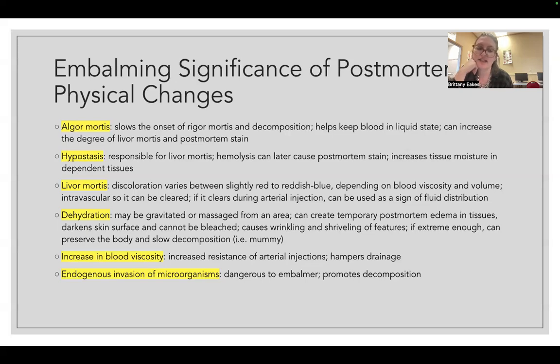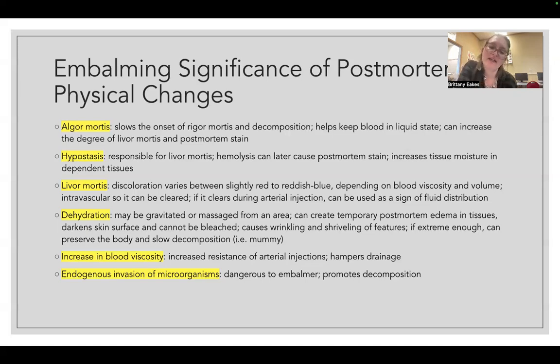Hypostasis, the significance to us is that hemolysis can occur and cause postmortem stain, depending on the span of time. It increases tissue moisture in the dependent tissues, causes surface dehydration. Livor mortis, significance, the discoloration is slightly red to reddish blue, depending on blood volume and viscosity. It's intravascular, so we can clear it. It's not a major concern. In fact, as it clears through arterial injection, it's a good sign that you're having good fluid distribution.